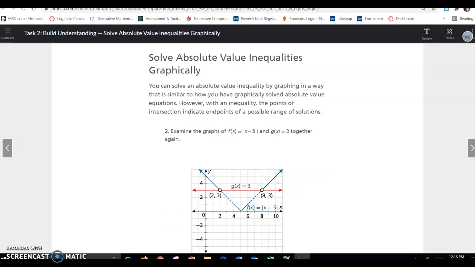All right, lesson 8.3, task 2. Solve absolute value inequalities graphically.